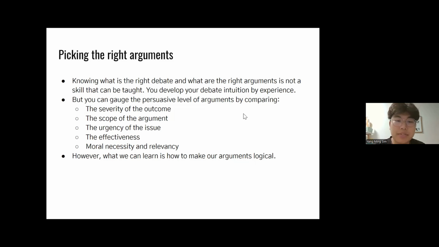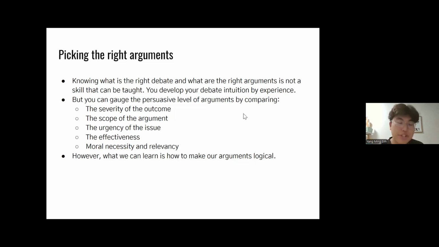Sometimes it's the severity of the outcome, if your argument is about something very, very serious. Like if you don't do this, the entire fate of humanity is in your hands, a Thanos-level threat. It's also about the scope of the argument. If it's something big, something global, where the issue affects not only a group of people but a large majority of individuals, this is also a persuasive argument.